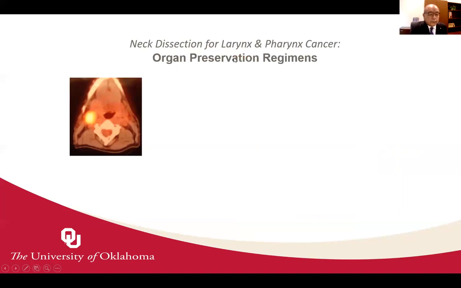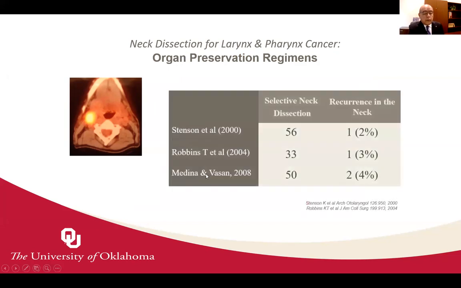What's the role of neck dissection when we use organ preservation regimens? It's used for the management of residual disease in the neck after treatment with radiation plus or minus chemotherapy, such as a patient like this. A PET scan 12 weeks after finishing treatment shows this. There, a selective neck dissection can be done safely.